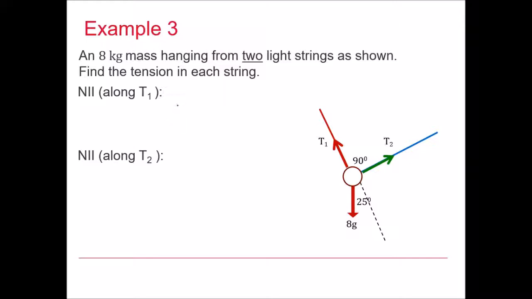So if you resolve parallel to T1, you won't involve T2, you will involve the 8g. So you'll get T1 is equal to, let's do it left and right this time, or rather up T1 and down T1. If we do that, we get T1 is 8g times cos 25. If you did it as F equals ma, then it will be T1 minus 8g cos 25 is equal to 0. It's equivalent. And similarly, if we resolve along T2, that will give us T2 is equal to 8g sine 25.